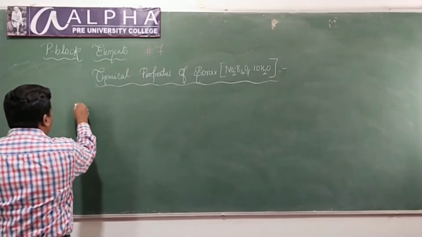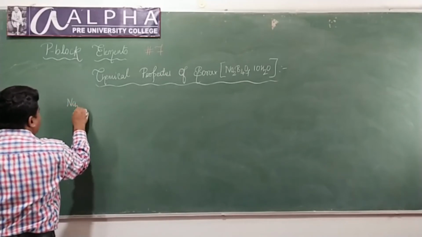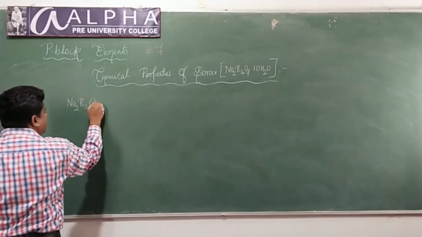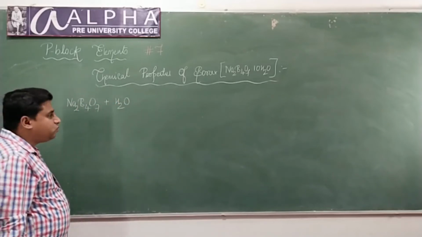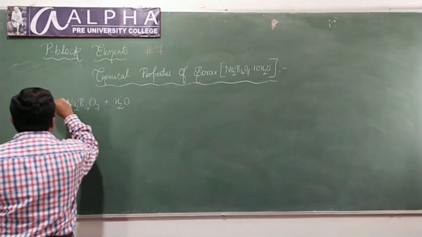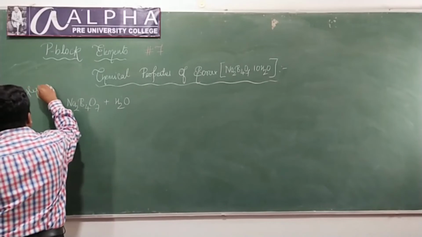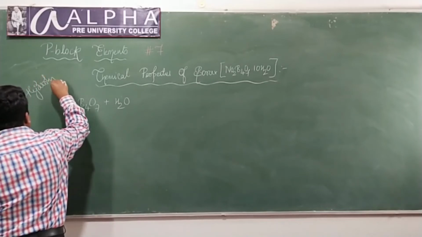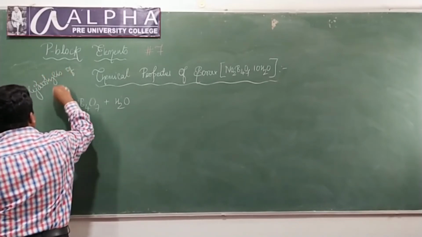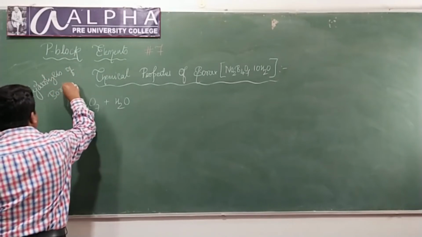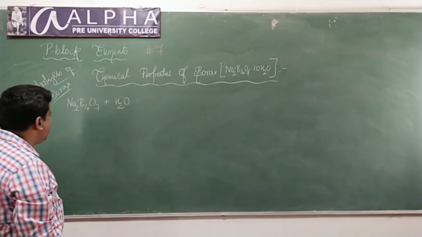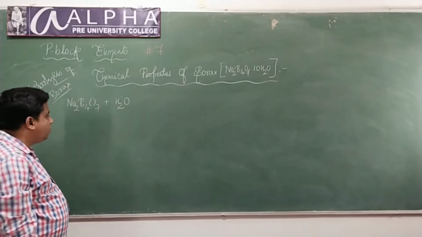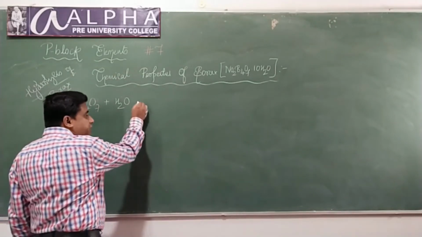What happens when Na2B4O7 is hydrolyzed? That means it is treated with water. Hydrolysis of borax. Look here. What happens when borax is hydrolyzed? That means when borax is treated with water. Again, it's an ionic reaction.